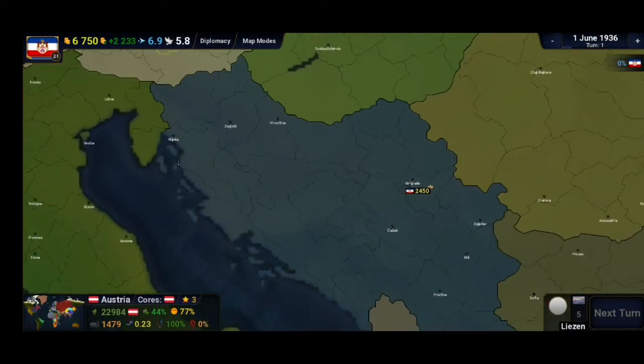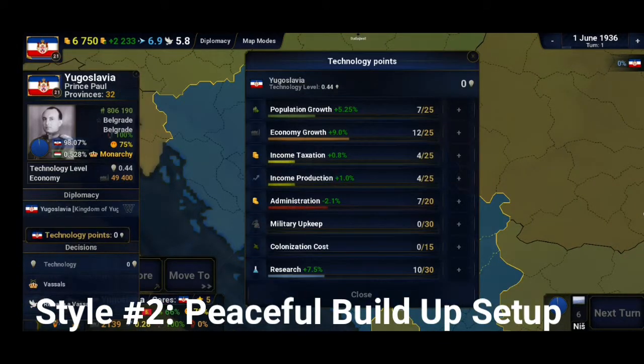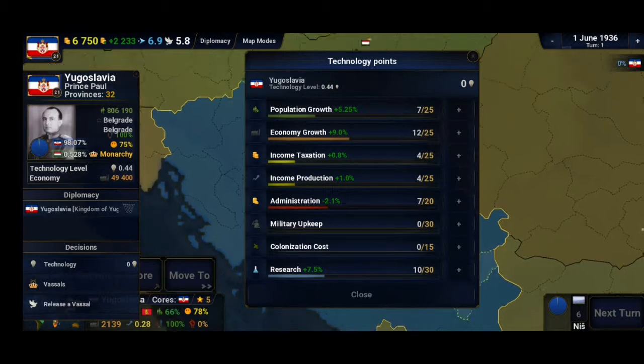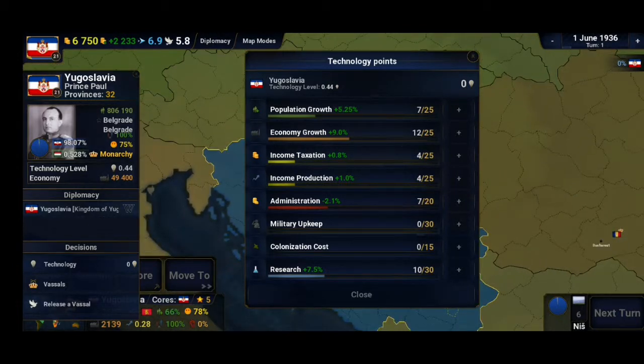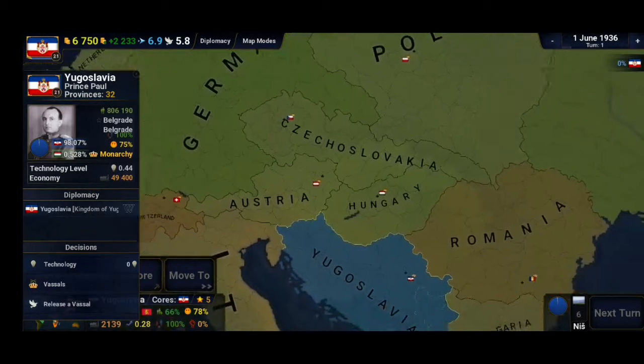Okay, as a monarchy, for being peaceful and not being so aggressive, just wanting to build up, go for population growth and economic growth, but prioritize economic growth over that. Income taxation and income production takes a backseat. Administration gets a bit much, same as the population growth, and research gets also as much as them because research is important. I advise you to at least allot around 8 to 12% of research for peaceful monarchies or peaceful democracies, but I still advise you to go for monarchies.